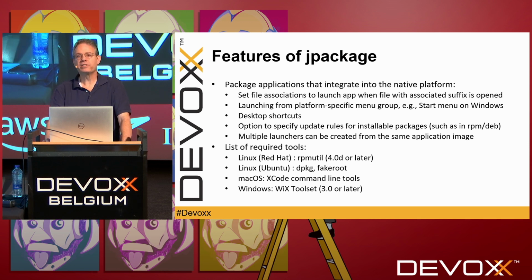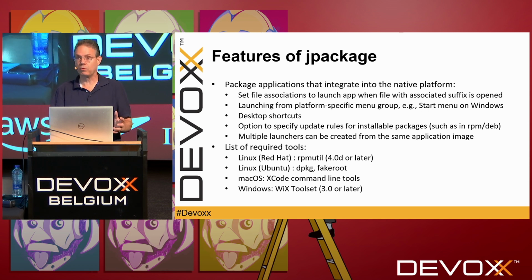So the packages that jpackage produces will integrate with the native platform, and some of the ways it does that are fairly obvious for applications wanting to do that. We can set file associations. So if you ship an XYZ tool application, then you might want, when you double click on an XYZ file, for it to launch your application. Well, that's what this will allow you to do. It will create a desktop shortcut for you, or put it in the file menu, and those are all options.